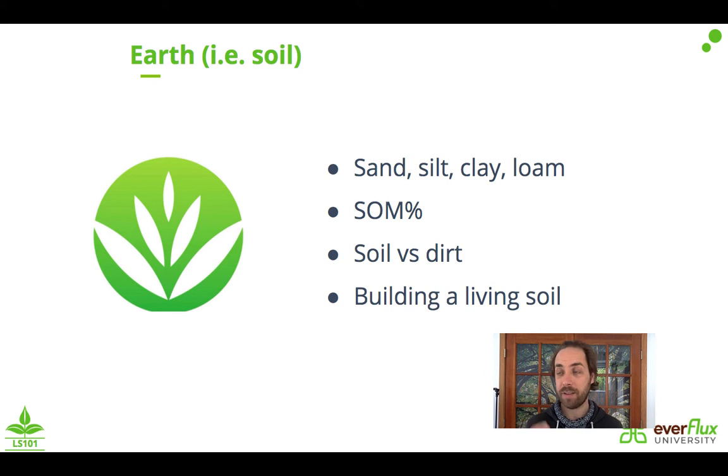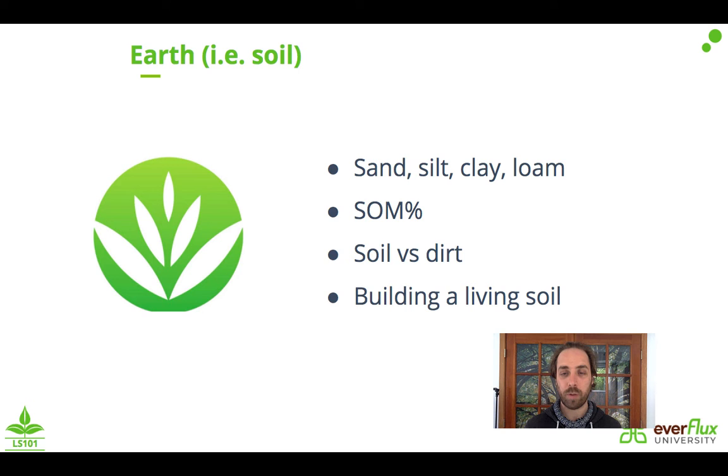If you test it and you find you're in the 1 to 2% range, that means you have a heavily degraded soil, and you're going to need to do a lot of work to build up that soil organic matter. If you're closer to 5%, that's a pretty decent soil, and if you're 10% or more, that's a really great soil, and you probably don't have a lot more work to do.